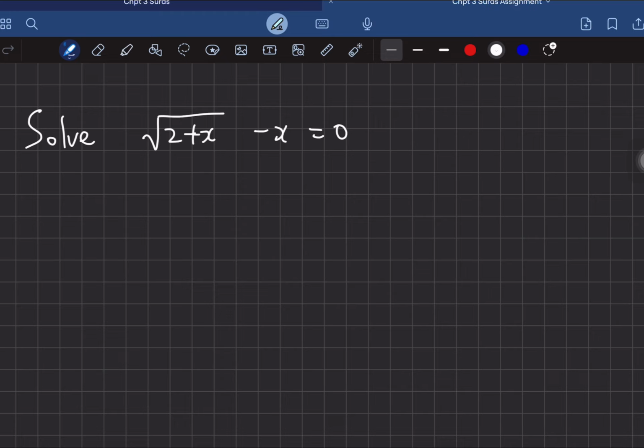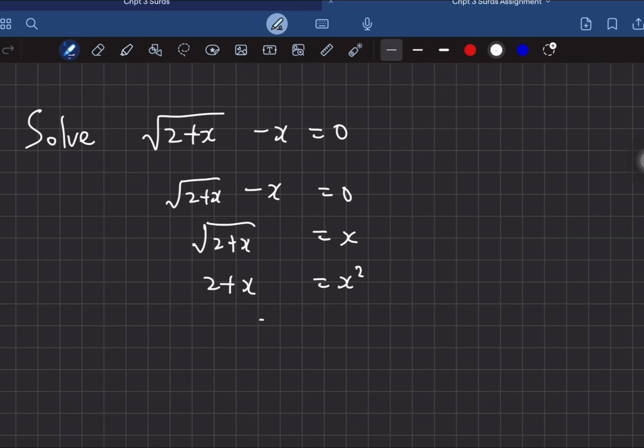So for example, this equation involving surds: square root of 2 plus x, minus x, equals 0. When we solve an equation involving surds, we have to make sure that the surd is not present before I can proceed with solving. So what happened over here? We will copy the question first. Then we shift the negative x to the right side. Why? Because we want to square both sides to remove the surds.